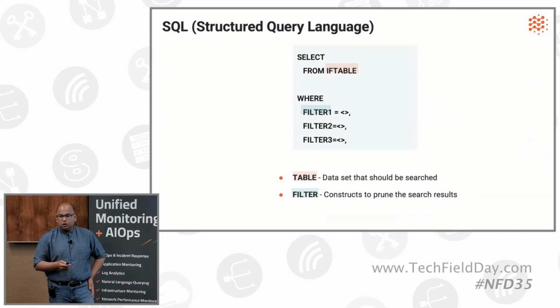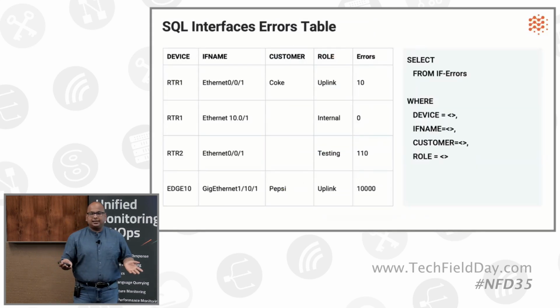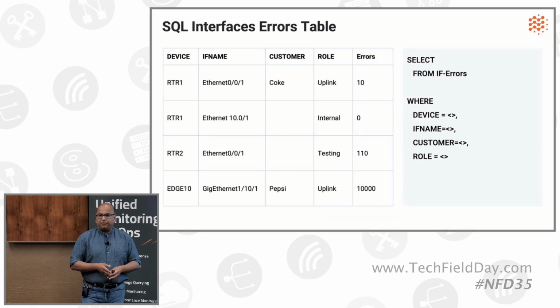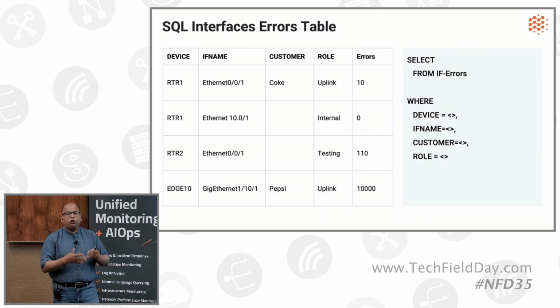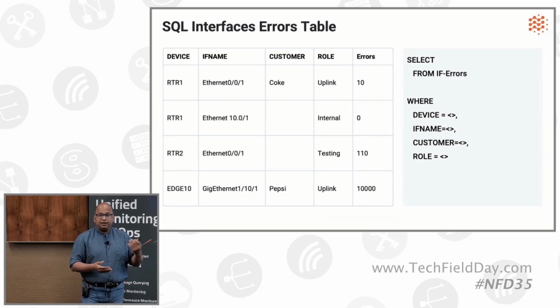So that's SQL. If you were to look at the interface errors table, the interface errors that we get from routers and devices in the form of SQL are going to look like this. It has a bunch of columns: device name, interface name, device role, customer, whatever your meta tags are that you've used to enrich the interface data. Those appear as columns in your table. And then you can say select from interface errors, and the different filters available to you are the different columns: device, role, and so on and so forth.